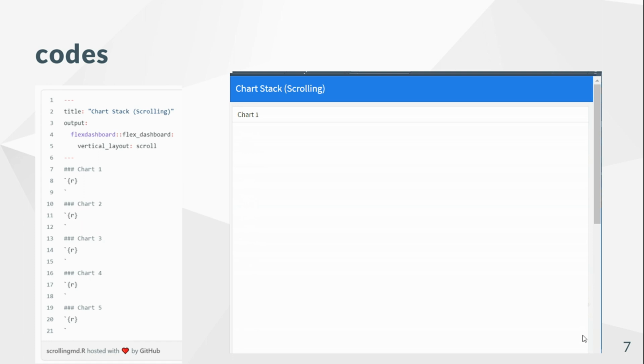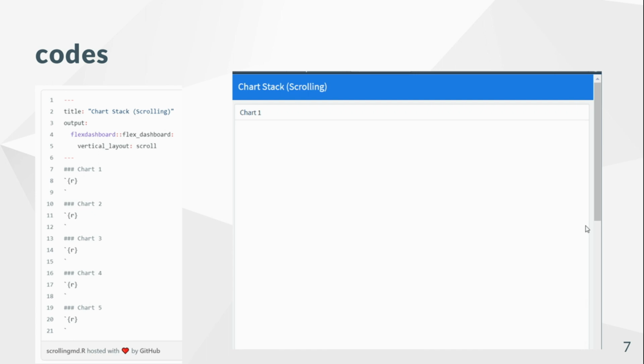In the example, the YAML header of the FlexDashboard file specified vertical_layout: scroll, which means the charts will be displayed at their natural height and the page will scroll as necessary to accommodate them. This way, all the charts will be displayed clearly, even if there are many of them.